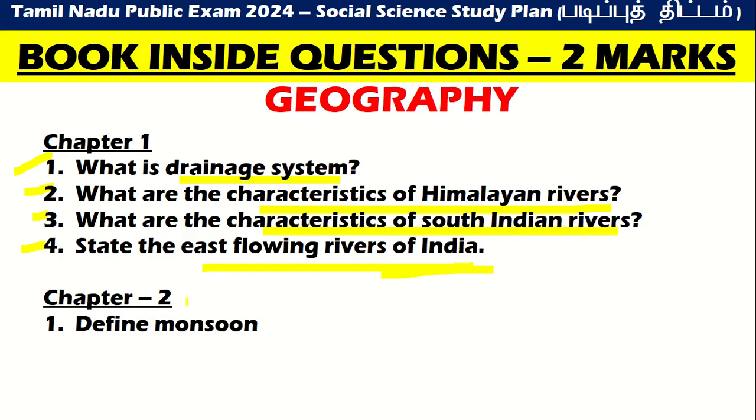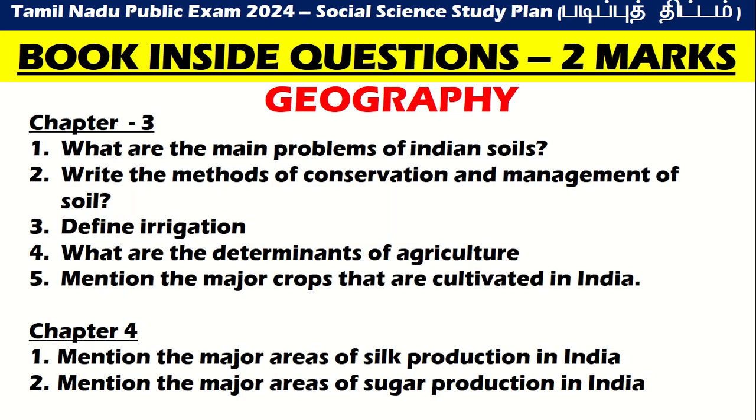So then goes to chapter 2. Define monsoon. So this is also one of the very important questions, my dear children. Let us go to the 3rd chapter. What are the main problems of Indian soils? So main problem, Indian soil main problem என்ன?